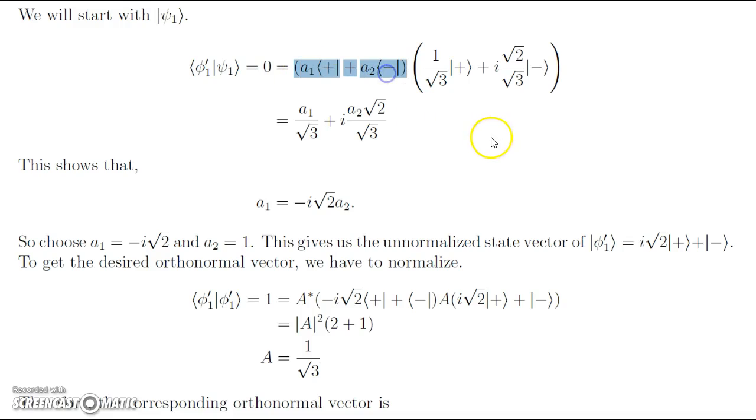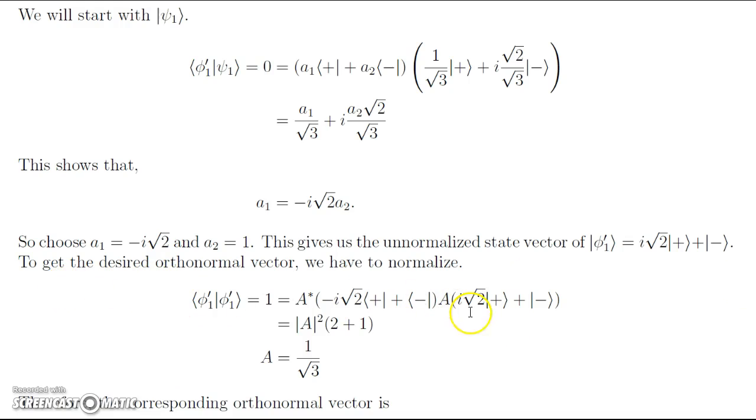So we let phi 1 prime be equal to a1 plus, a2 minus, and we multiply that by the corresponding state psi 1, and we get a1 over root 3 plus a2 times root 2 all over root 3. This shows us that a1 is equal to negative i root 2 times a2. Here we can choose a1 and a2 to be anything we want, granted that it satisfies the equation. So we're just going to make it simple and choose a2 equal to 1, and a1 will correspondingly be equal to negative i times root 2. This gives us the unnormalized state vector phi 1 prime equal to negative i root 2 plus, 1 times minus.